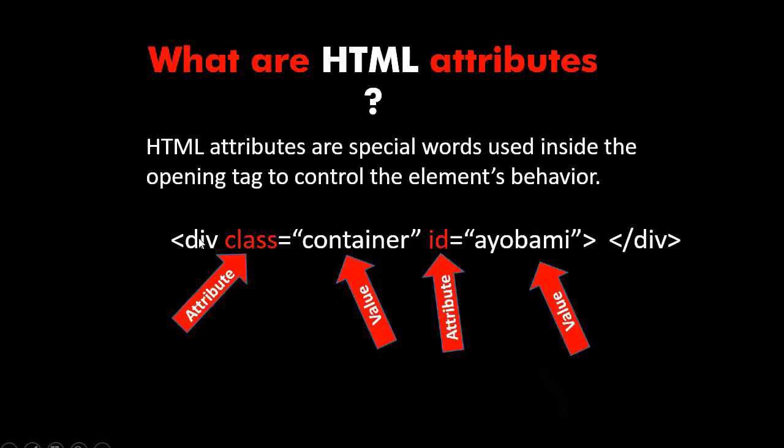You will realize that in this case, this red class is the attribute. This is the name of the class or the value of the class, right? And this ID is an attribute, and this Ayobami is the value of the attribute. And you should notice that after writing this div tag, we put a space before we write the attribute. And before we write the ID attribute, we put a space. So you have to pay attention to that because that is a common error beginners always make. So you should pay attention to that.